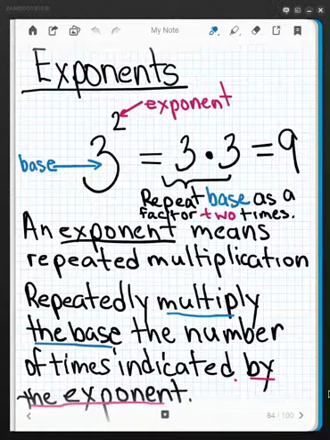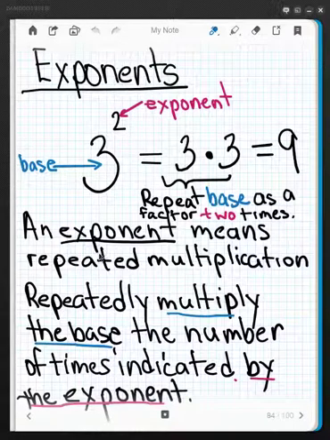This video is about exponents. The first thing that we need to talk about is, again, some vocabulary. So first we're going to start with the big number. This big number is called a base, and the little number above and to the right is called an exponent.